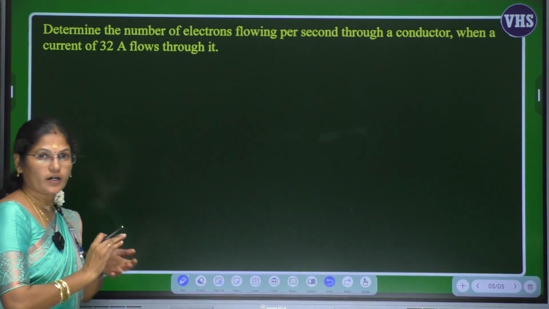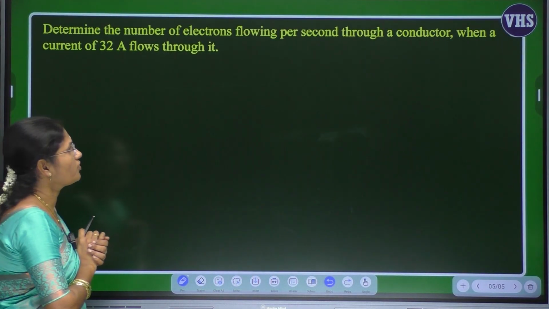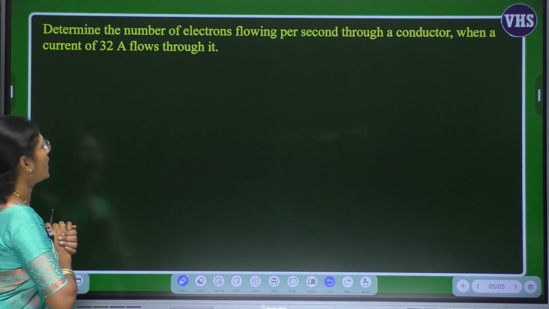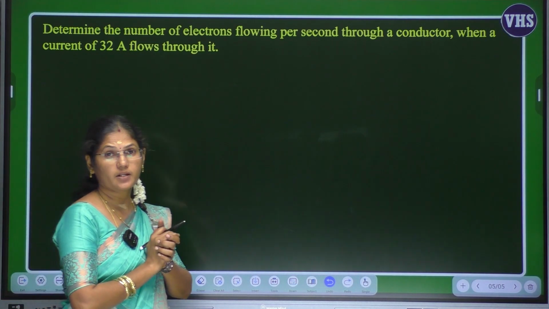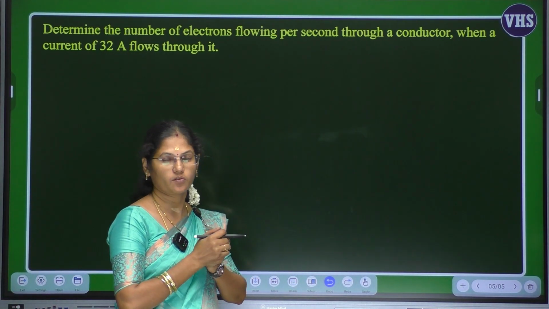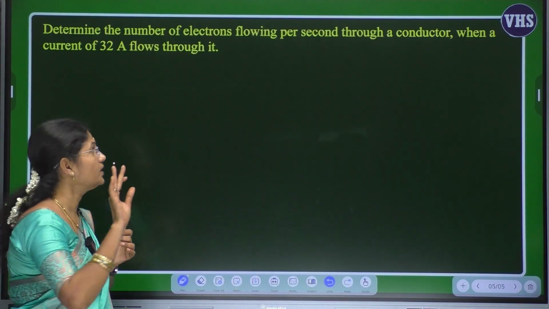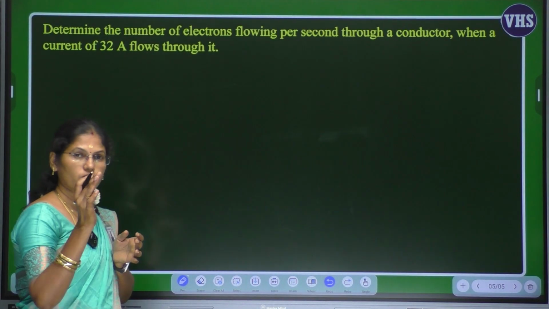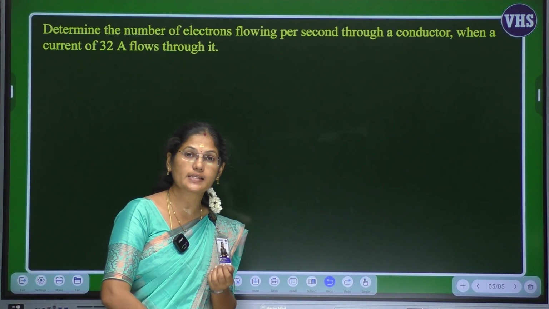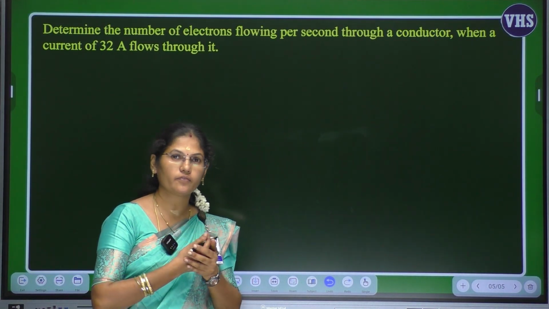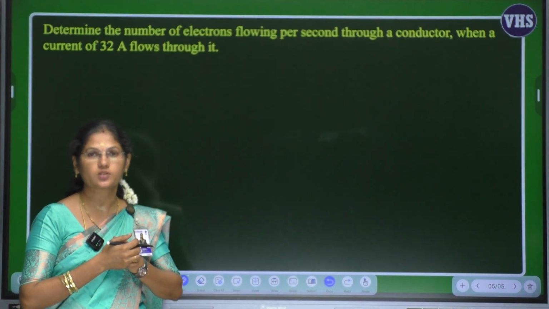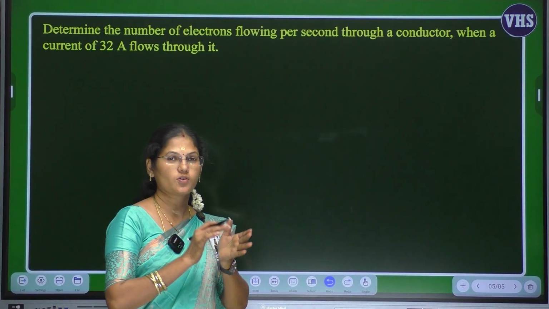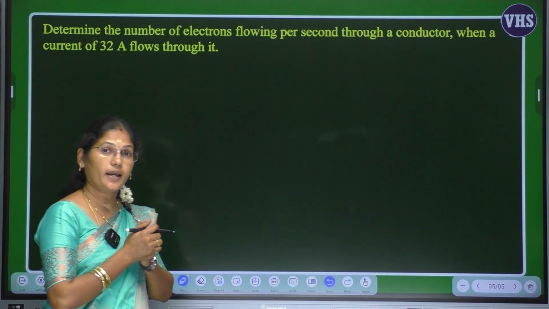So last but not least, okay, so determine the number of electrons flowing per second through a conductor when a current of 32 amps flows through it. So what have they asked us to find? We need to find the value of n. Okay, the only given we have is the current value. So how can we find n using the current value? We know the formula for current, I is equal to Q by T. For this Q we can use the formula we already studied in the first chapter, quantization of charge. What is quantization of charge? Q is equal to ne. So with that formula we can find the value of n.